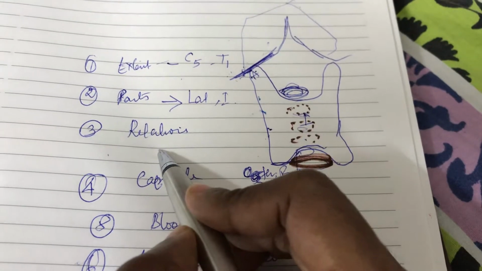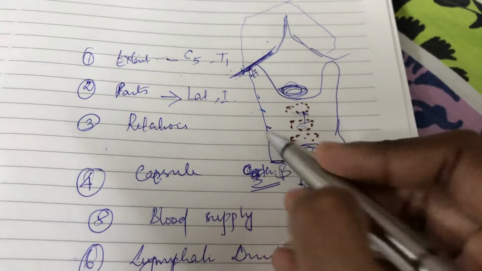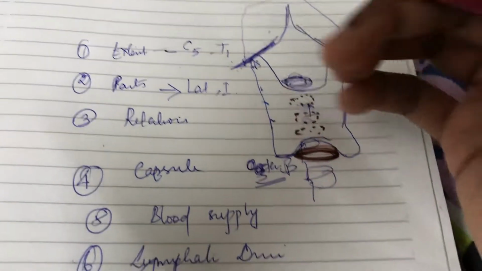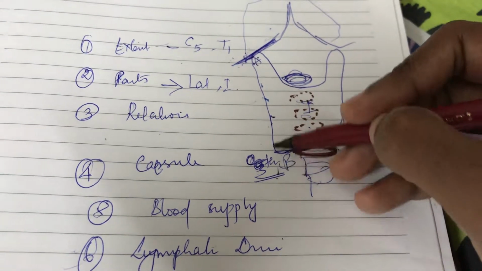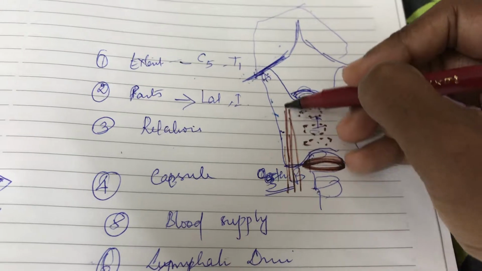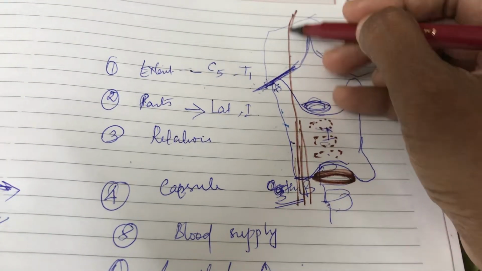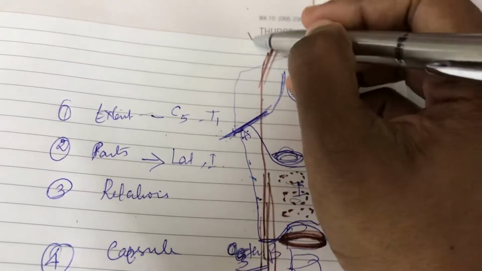So we have to write the relations separately for the lateral lobe as well as for the isthmus. So for the lateral lobe, what are the relations you will write? First we should write one important muscle, strap muscle, anterior relations. Anterior relation, what is the strap muscle going here? So that is the one which is going from here to here, that is to the hyoid bone, so you have to draw the hyoid bone here.